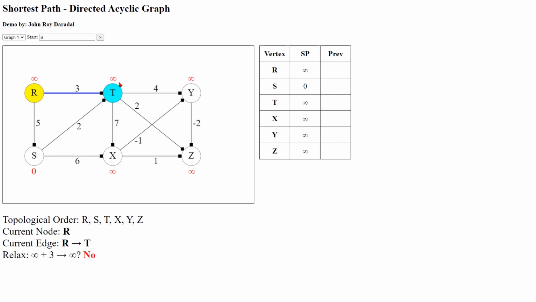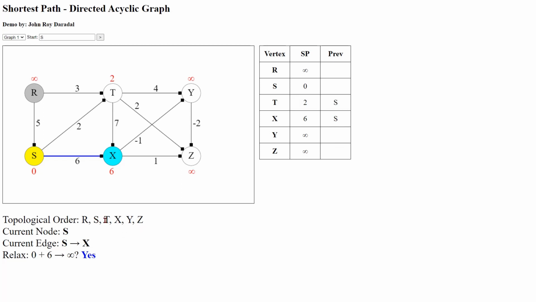Now, the next node is S, according to the topological ordering. So we're now at S, and we'll process each edge. So S to T. Can we relax this one? 0 plus 2, is that better than infinity? Well, yes, it is. So we will update T's shortest path length to 2, and then the previous would be set to S because this is where we came from, right? And then the next edge is S to X with weight 6. Can we relax this one? Well, we can, because 0 plus 6 is better than infinity. So X becomes 6 and previous of S.